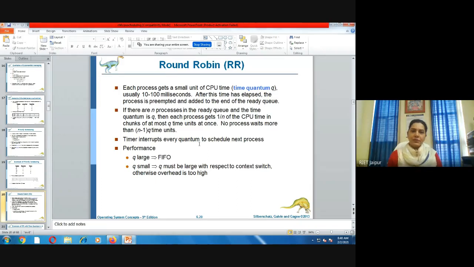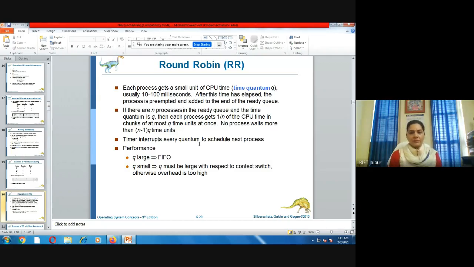In previous slides, we have discussed the different kinds of CPU scheduling. We know that there are types of CPU scheduling: first come first serve, and shortest job first. In shortest job first, we have studied preemptive as well as non-preemptive scheduling. After that, we have studied priority-driven scheduling. And today we are going to discuss round-robin CPU scheduling.